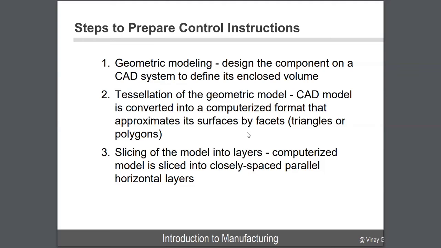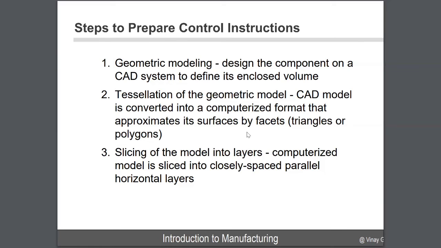So in this case, the steps to prepare are that you want to design the component on a CAD system so that it can fit into the enclosed volume of the 3D printer. You really want to make sure that your part can actually fit in there. And then the other part that we talk about a lot is making sure the CAD model is converted into a computerized format. Typically, we'll have surfaces and facets. But the other one that is quite important is slicing the CAD model into layers. Those layers will become important, typically horizontal layers, because additive manufacturing is about adding layers on top of each other.